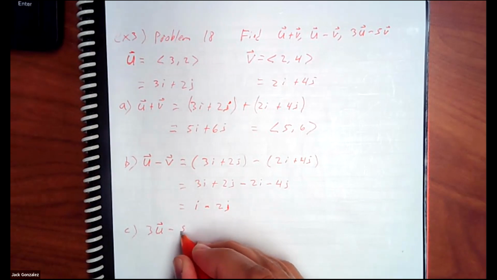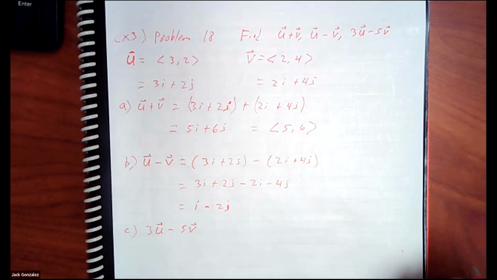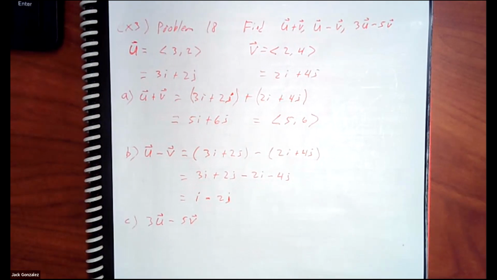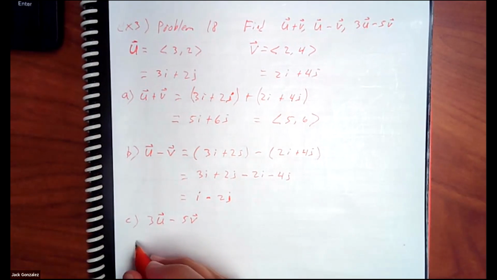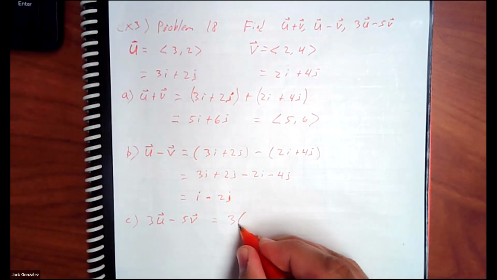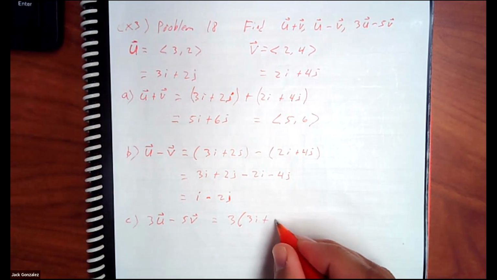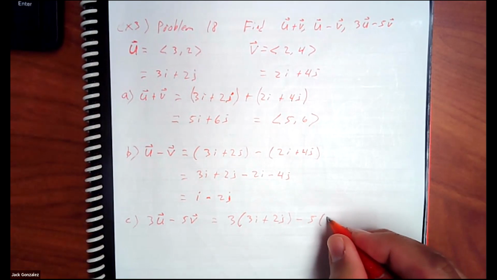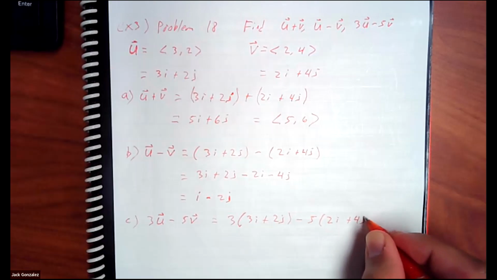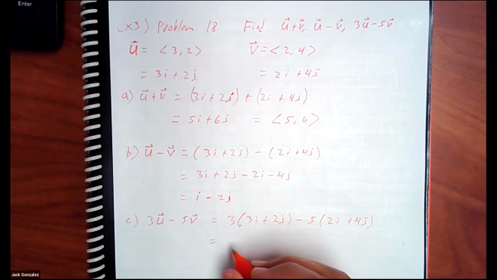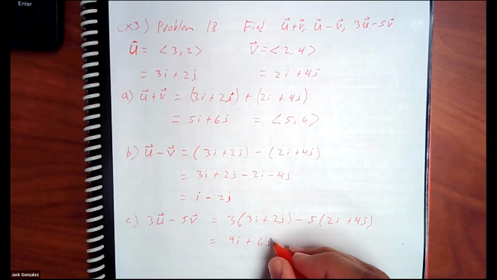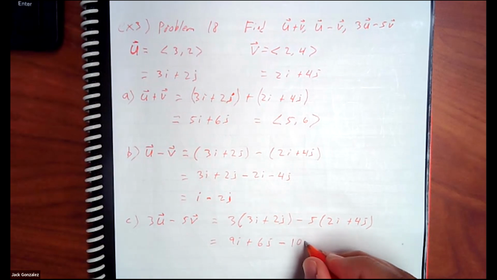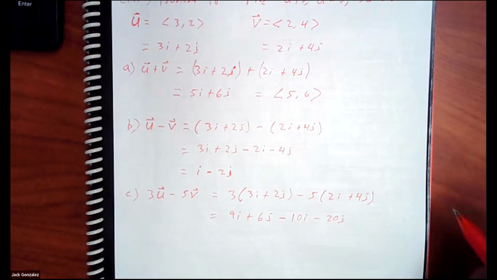3u minus 5v. So scale them first and then just subtract them. Nothing crazy. So 3 times that first one, 3i plus 2j, minus 5 times 2i plus 4j. So 3 times 3, 3 times 2, minus 10i minus 20j. So just distribute.